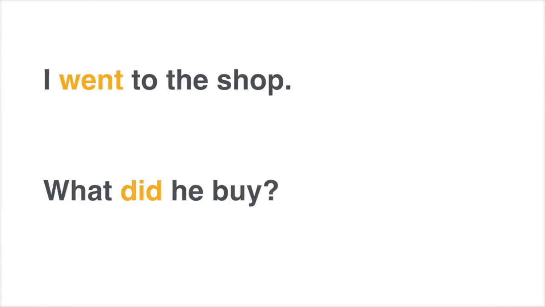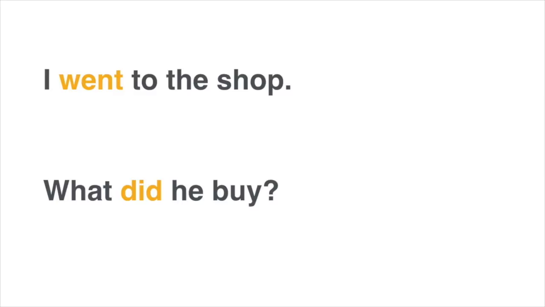Okay, take a look at these sentences. For example, I went to the shop. It happened in the past. What did he buy? Right? It's a question asking about something that happened in the past. So in this grammar video, we will look at how to talk about the past and how to describe events that took place already.